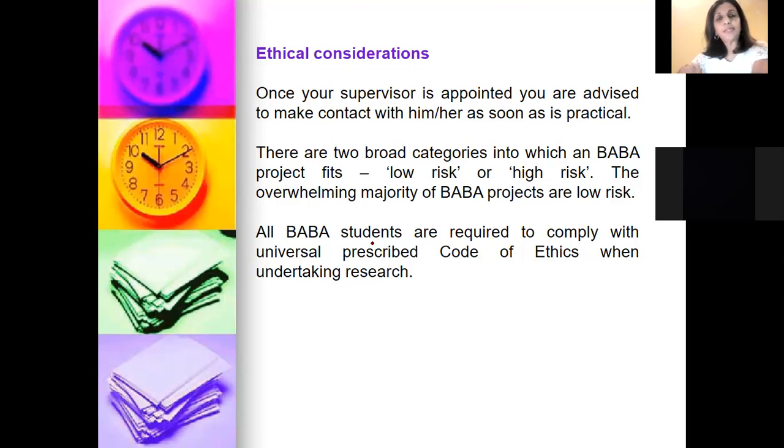There are two broad categories into which a BABA student fits. Okay, low risk and high risk. The overwhelming majority of BABA projects are low risk. So you are not in that category where it's going to be high risk of failure. All BABA students are required to comply with the universal prescribed code of ethics when undertaking research.